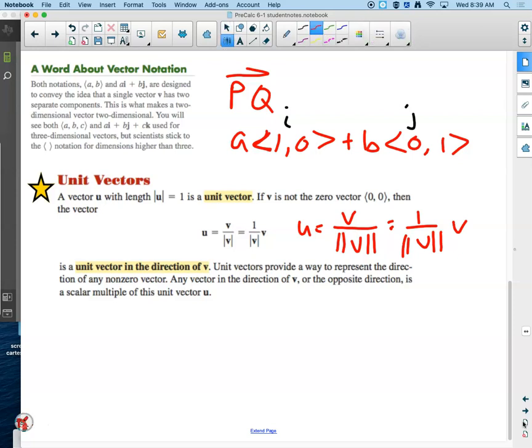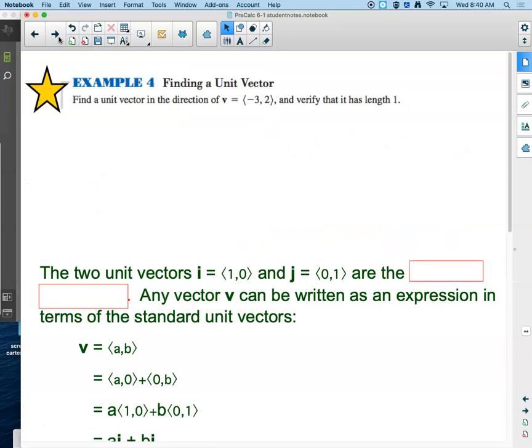Again, if they ask you to write parallel vectors, this is another thing that's really useful, because you can take whatever vector they give you, make it a unit vector, and then multiply it by a scalar, and you'll know you have kept the direction of the vector. You're just changing that magnitude. So unit vectors provide a way to represent the direction of a non-zero vector. Any vector in the direction of v, or the opposite direction, is a scalar multiple of this unit vector u. So parallel vectors, like I said, this book doesn't really hit them hard enough.